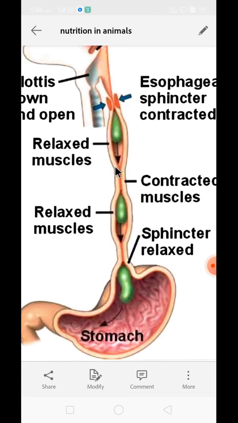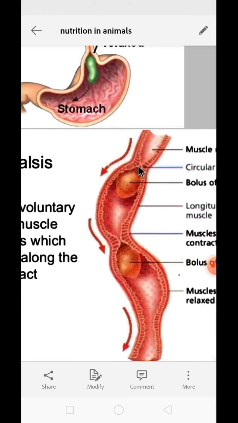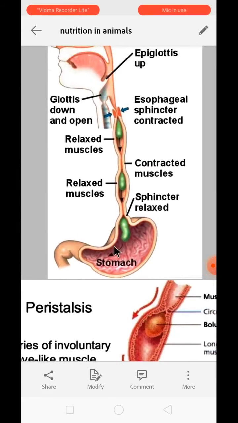Understood? So what is peristaltic movement? Peristaltic movement is a wave-like motion caused in the esophagus by contraction and relaxation of muscle. The food is pushed by contraction in the esophagus and moves in the downward direction. Ultimately, it will reach the stomach area for further digestion. This area just connects the mouth to the stomach, but over here no digestion takes place. Clear?